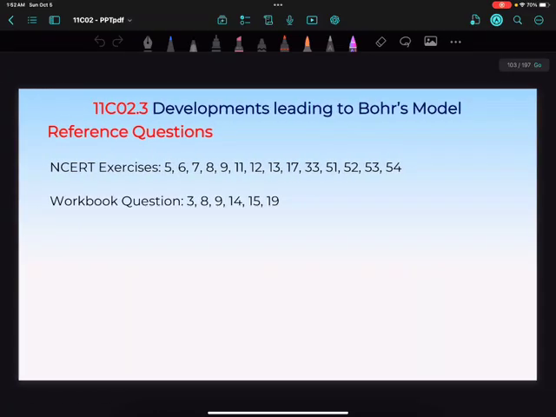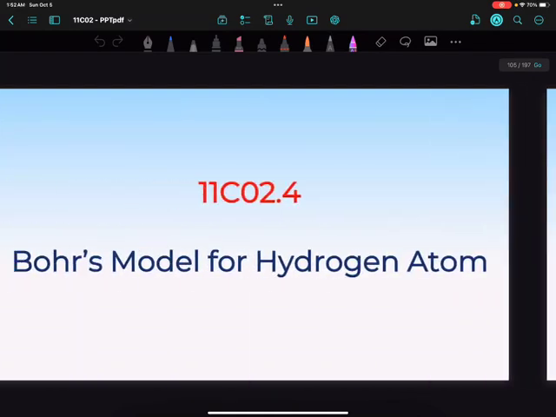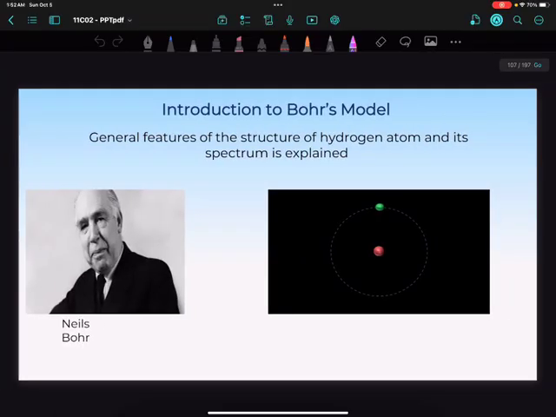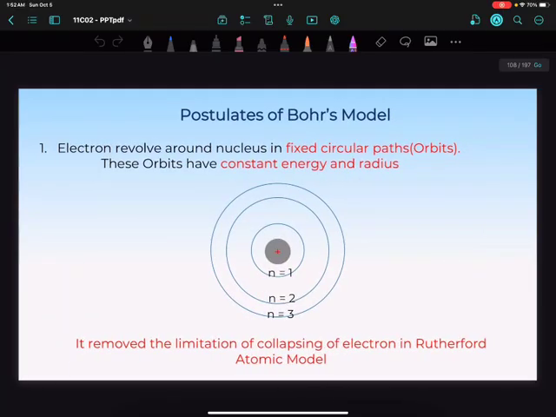Next we'll be learning about the Bohr's model for the hydrogen atom. Today we'll be learning about the postulates of the Bohr's model, results obtained from the Bohr's model, explanation of the line spectrum, and the limitations of the Bohr model.